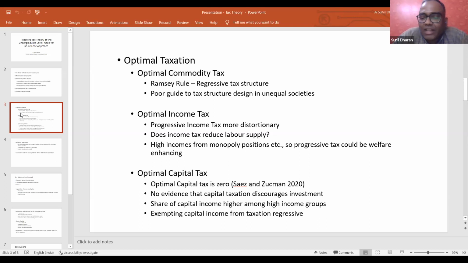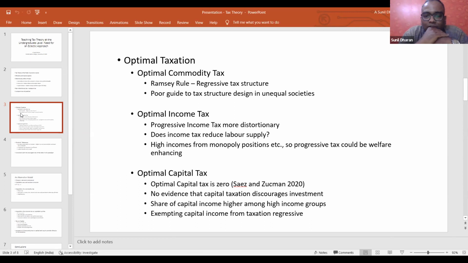As per theory, the optimal capital tax is zero. It's argued that if you levy a tax on capital, it could reduce saving and investment and discourage risk taking. But there is no evidence to actually support the hypothesis that capital taxation discourages investment. Saez and Zucman in their work look at the US economy during the period 1915 to 2018, and they show that in those years when capital taxation was very high, the savings and investment rates in the US were high. And it's not the case that when capital taxation was brought down, savings and investment went up. So there is no correlation between high capital taxation and rates of savings and investment.